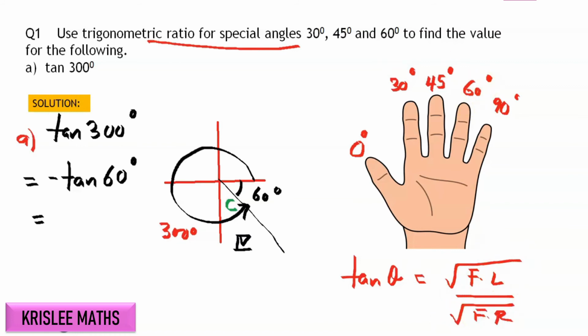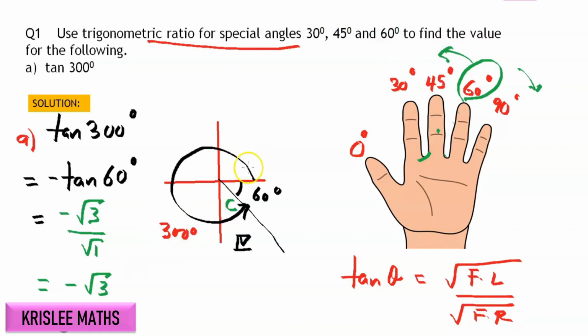Okay, so here we want to find tangent 60. So tangent 60, fingers on the left we have 1, 2, 3 fingers, so it is negative square root of 3 over fingers on the right. On the right we have only 1, so square root of 1 will be 1. Therefore the final answer will be negative square root of 3. So this will be the answer. Okay, so without using the calculator we have solved to find tangent 300.